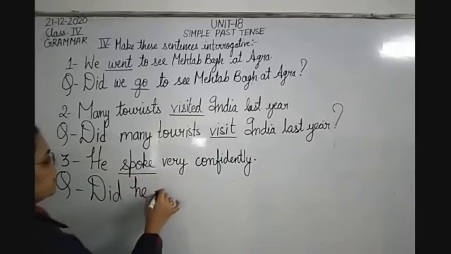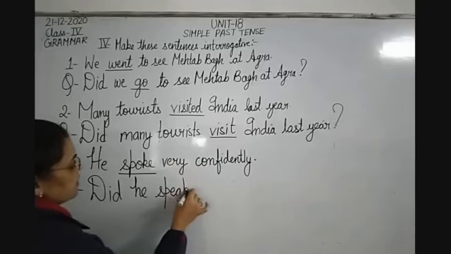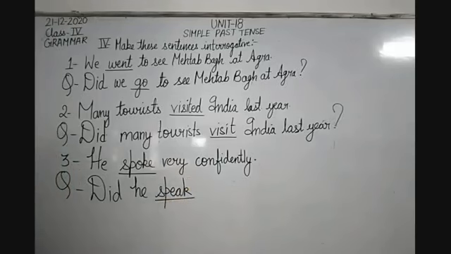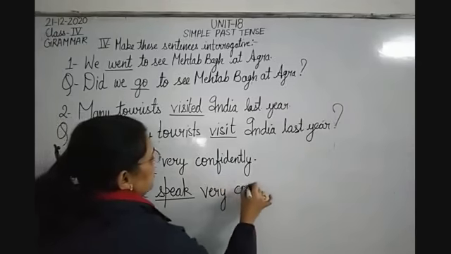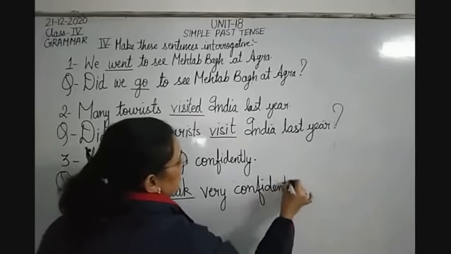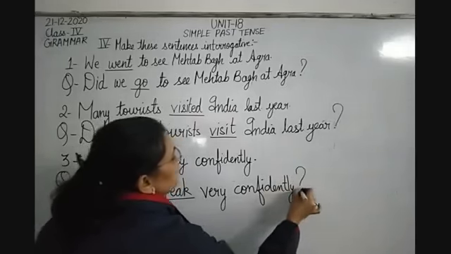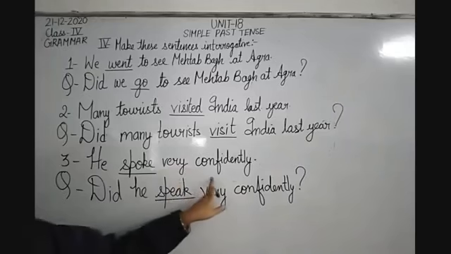So did he spoke, what is the root form of spoke? Speak. Underline it. The moment you change it, please underline, so that when you revise you can always have a look whether you have changed the verb to the root form or not. So, did he speak very confidently? And at the end, what will come? Question mark. Fine? So, he spoke very confidently.